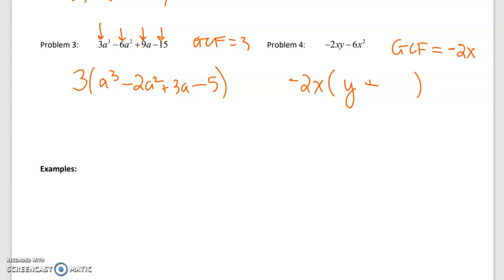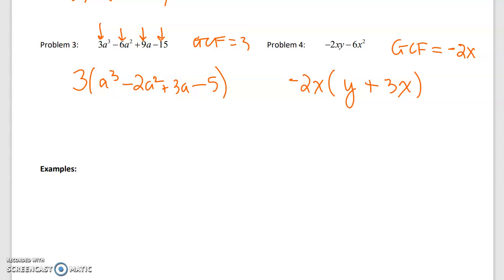My second term, I put a plus sign. Now this is a little tricky, and that's because I started with a negative, but I factored out a negative. So my result is a positive. 6 divided by 2 is 3. X squared divided by x is x.